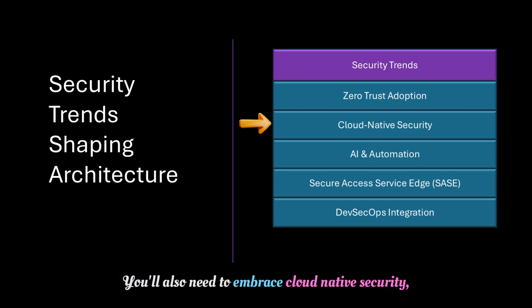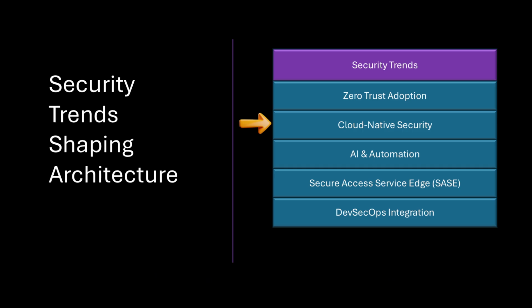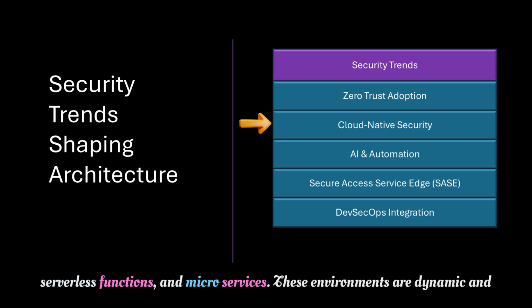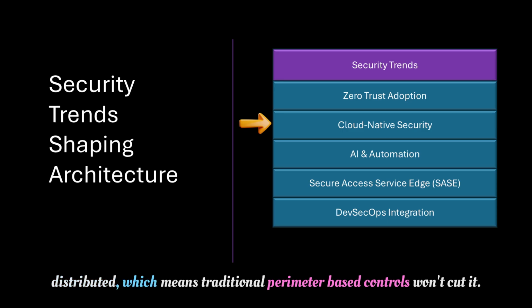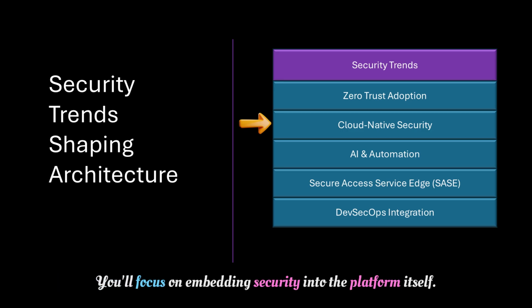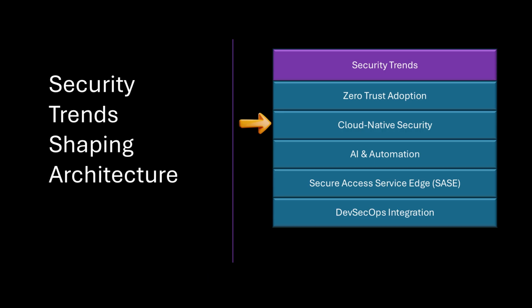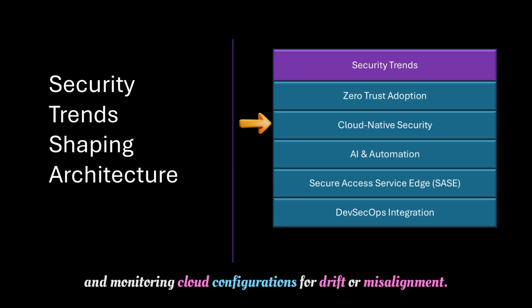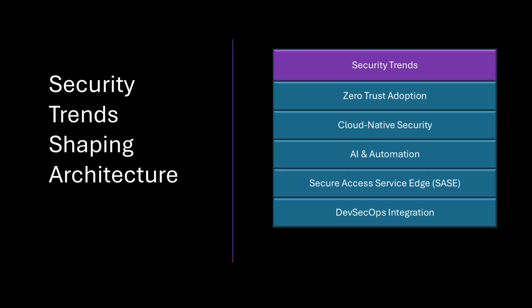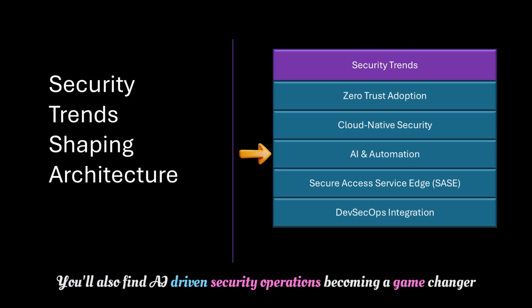You'll also need to embrace cloud-native security, especially as your organization adopts containers, serverless functions, and microservices. These environments are dynamic and distributed, which means traditional perimeter-based controls won't cut it. You'll focus on embedding security into the platform itself, protecting APIs, scanning infrastructure as code, and monitoring cloud configurations for drift or misalignment. You'll also find AI-driven security operations becoming a game changer.